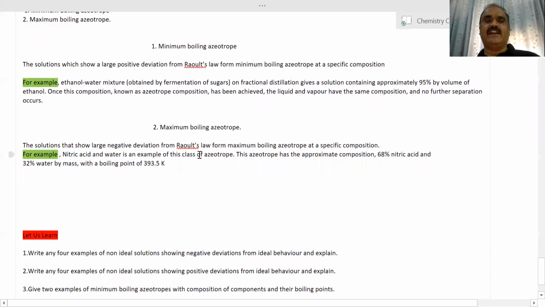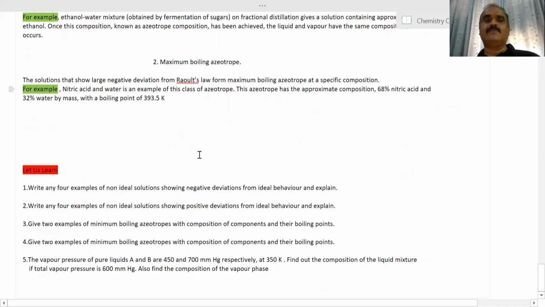And now at the end of lecture, these are some problems which you have to do in your notebooks. First is write any example of non-ideal solution showing negative deviation. You can get these examples from your books. Whatever book you have, all books have many examples you can just find out. Second, an example of non-ideal solution having positive deviations. Third is two examples of minimum boiling azeotropes, their percentage composition and their boiling points. Write all this in tabular form. Similarly for maximum boiling.